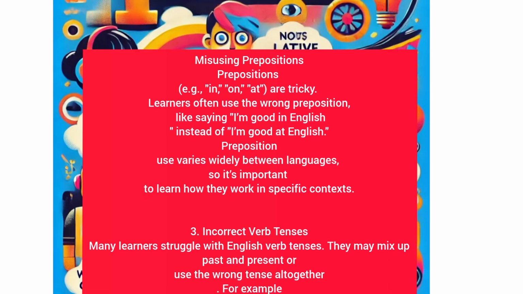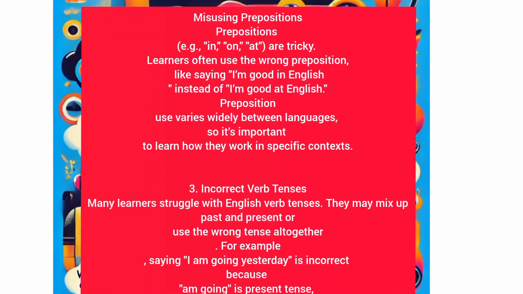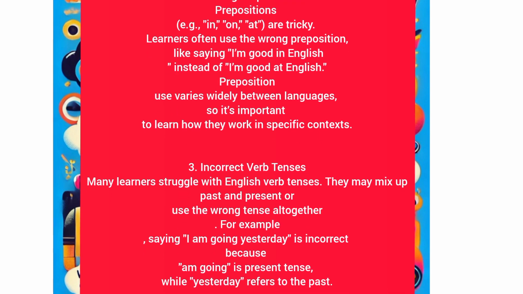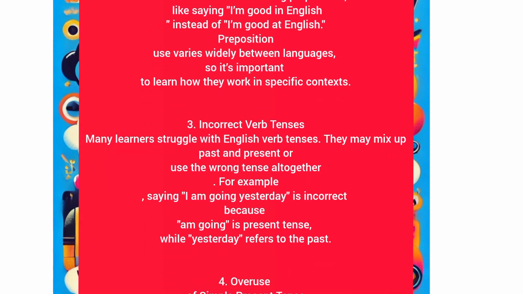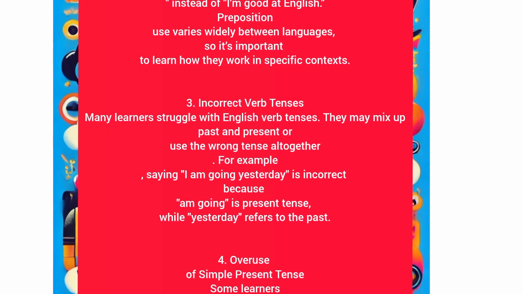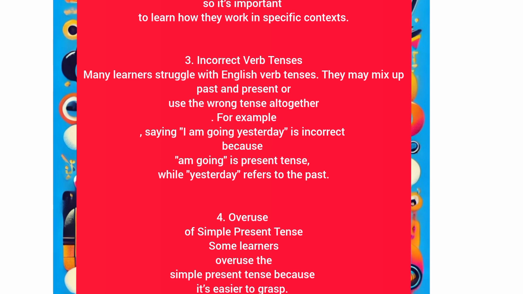Number four, incorrect verb tenses. Many learners struggle with English verb tenses. They may mix up past and present or use the wrong tense altogether. For example, saying I am going yesterday is incorrect because am going is present tense while yesterday refers to the past.